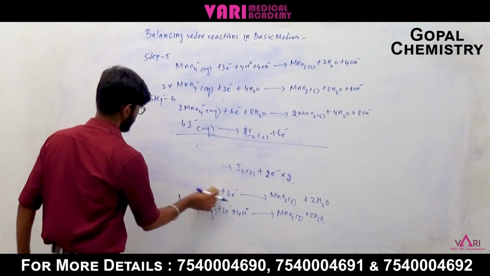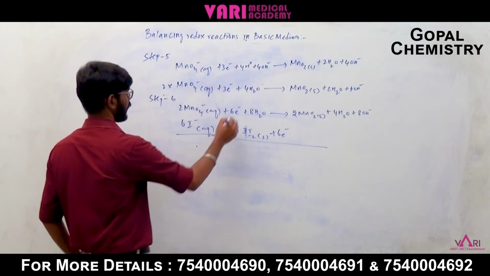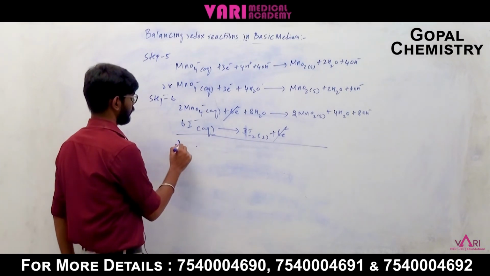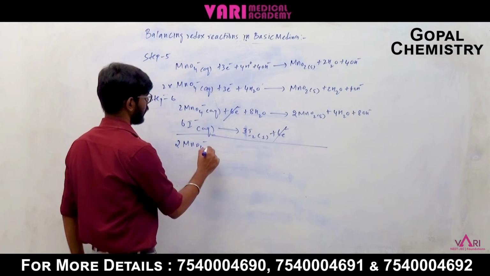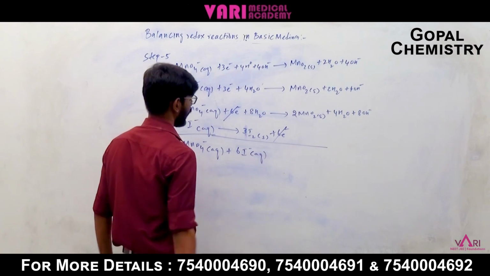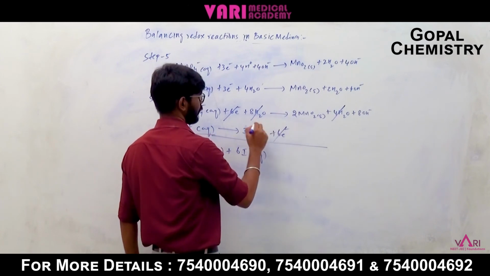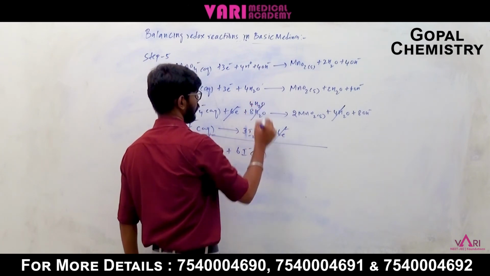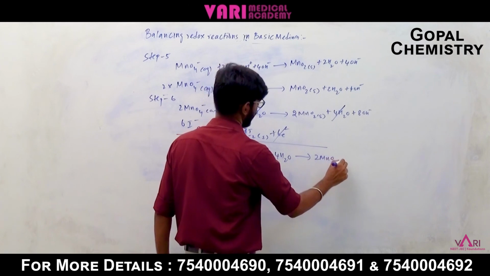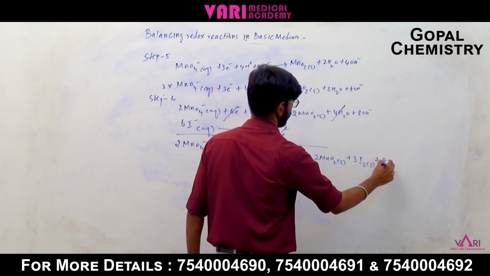If we cancel the electrons, our number of molecules is the same. So the 6 electrons we can strike out. We will have 2 MnO4 minus aqueous plus 6 I minus aqueous. Here 8 moles of water molecules, here 4 moles, so we can strike out and result in 4 H2O. So 4 H2O will give 2 MnO2 solid plus 3 I2 solid plus 8 OH minus ions.